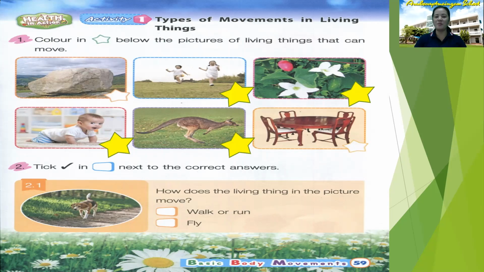Now let's go to our number 2. Tick in the box next to the correct answer. So I want you to look at the picture. How does the living thing in the picture move? Is it walk or run or fly? Which one is correct? Of course, a dog can walk or run in order for it to get their foods.